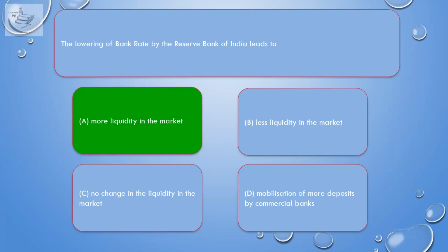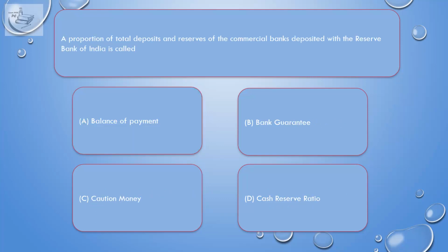Correct answer is A. more liquidity in the market. Question: a proportion of total deposits and reserves of the commercial banks deposited with the Reserve Bank of India is called A. balance of payment. B. bank guarantee. C. caution money. D. cash reserve ratio.